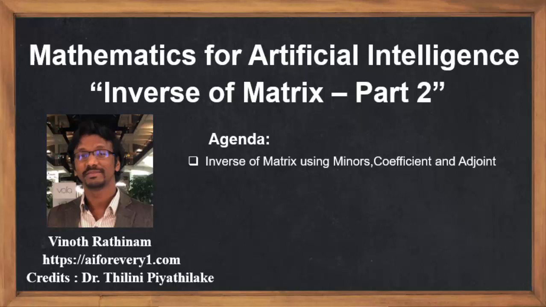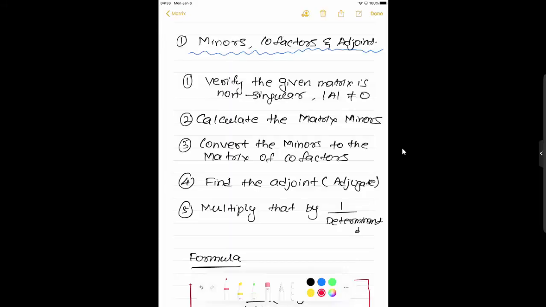In this video, we are going to learn about the inverse of a matrix. In order to find the A inverse, we have to follow 5 steps. The first step is we have to verify the given matrix is non-singular. Non-singular means the determinant of the matrix is not equal to 0.